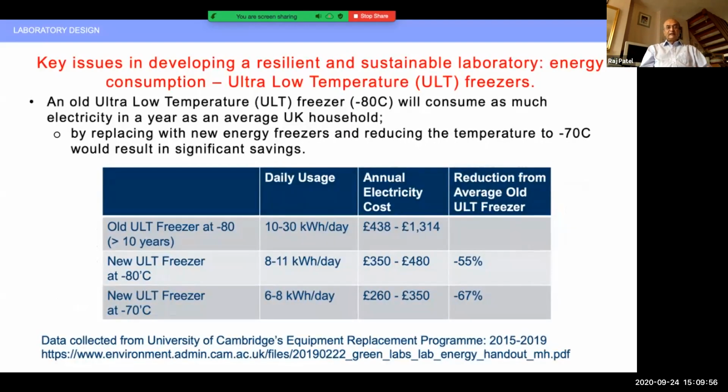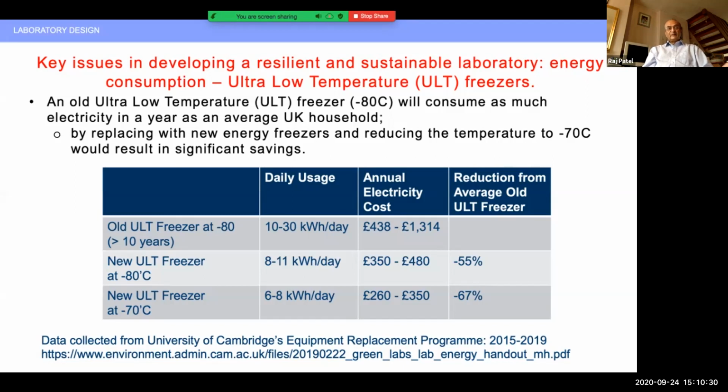Another example I can give is all laboratories will have freezers. And if you look at ultra low temperature freezers, like the ones at minus 80, they will consume as much electricity in a year as an average UK household. So one freezer, one UK household. Replacing these freezers with new energy efficient freezers and reducing the temperature just by 10 degrees to minus 70 degrees centigrade will result in significant savings.